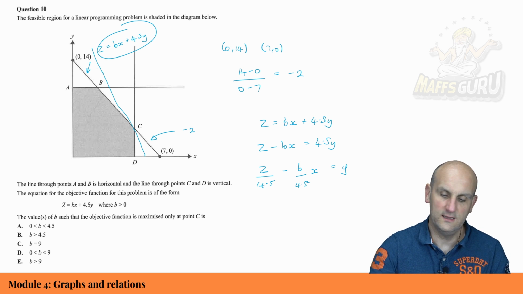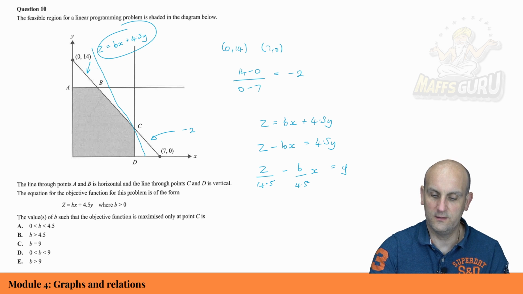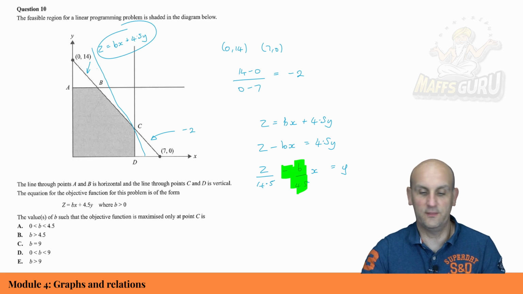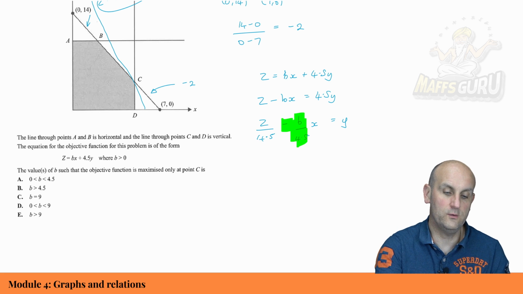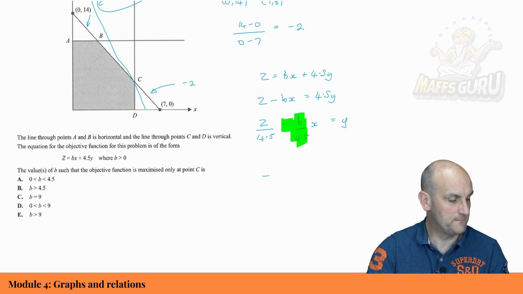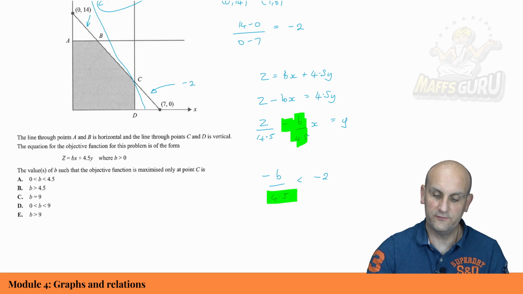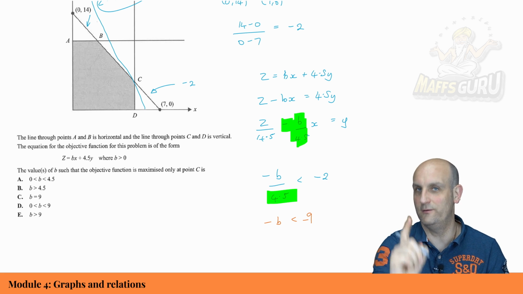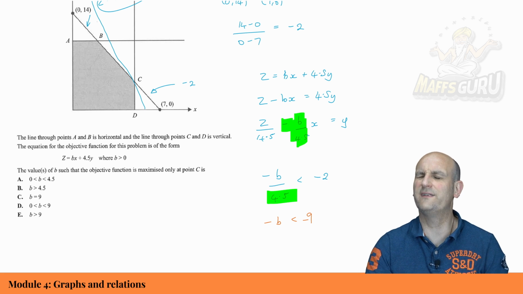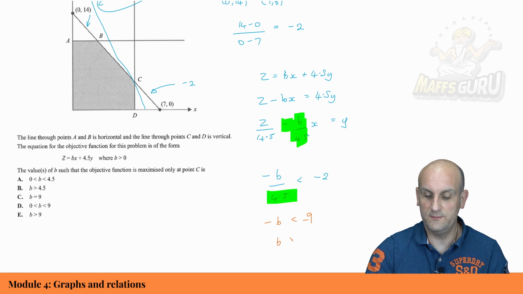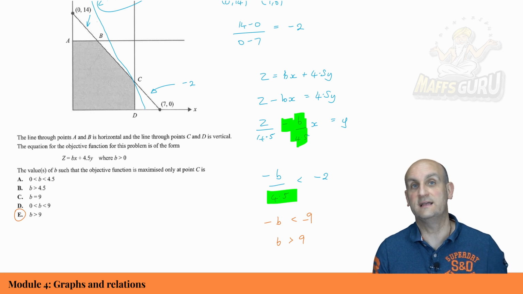So which part of this is my gradient? It is that section there, including the minus. So we now know that that gradient, this minus b on 4.5, must be less than -2. Multiply both sides by the 4.5, gives me that minus b has to be less than -9. And because we can't have a negative there, remember when we multiply or divide by a negative number, what do we get? We switch the inequality. So b becomes greater than 9, which gives E as the correct answer.